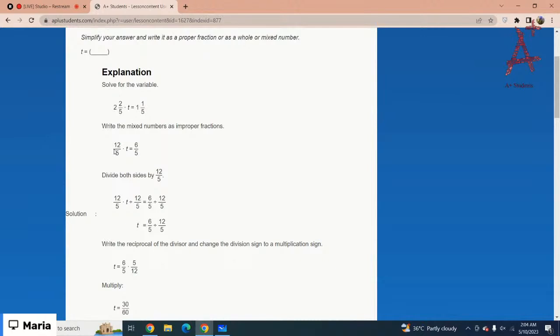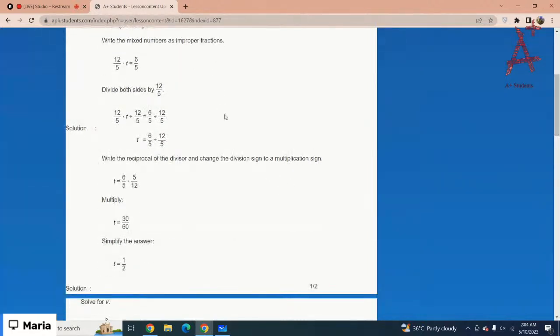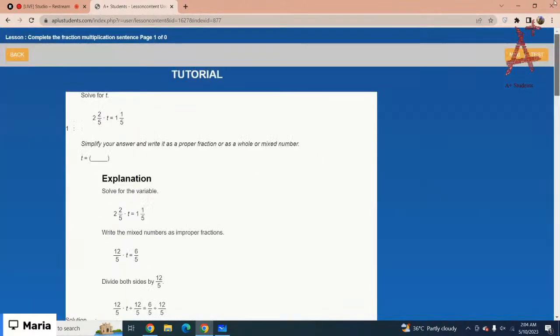When you divide this side, they cancel out each other, and when you divide the other side, you have to convert the division sign to multiplication, and then the reciprocal of 12 over 5 would be 5 over 12. You then multiply 5 times 6 is 30 and 12 times 5 is 60. When you convert them into simpler form, it would be 1 over 2. That means t is 1 over 2. When multiplied by t, that equals 6 over 5. Got it?